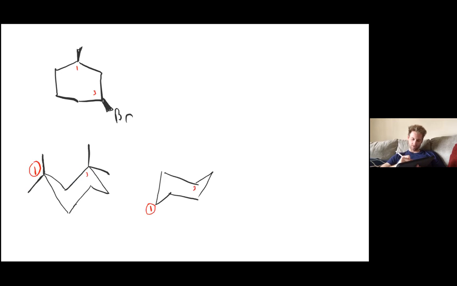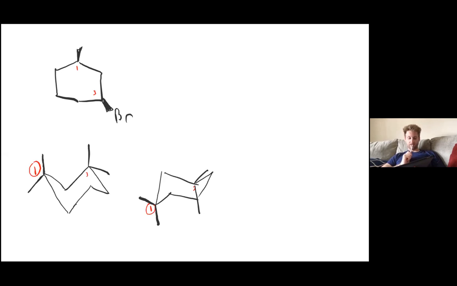Same thing for the other molecule. 1 is going to point down. Equatorial is going to point up and to the left. 3 is going to point down. Equatorial is going to be pointing up and to the right.